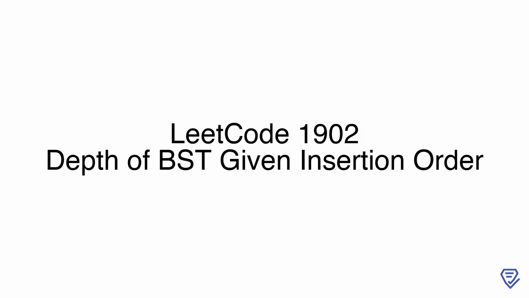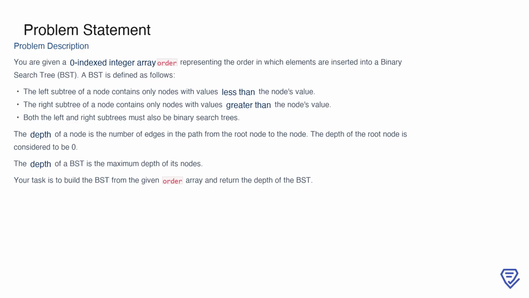Let's dive in. In this problem, you are tasked with constructing a binary search tree, or BST, from a given array called order. This array specifies the sequence in which the elements are inserted into the BST. Now, a BST is a tree structure where every node follows specific rules. The left subtree of any node contains only values that are smaller than the node's value, and the right subtree contains only values that are larger. Furthermore, these rules apply recursively to the left and right subtrees as well.